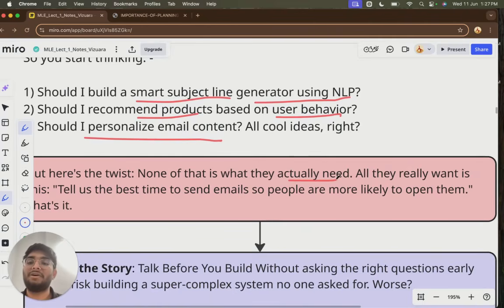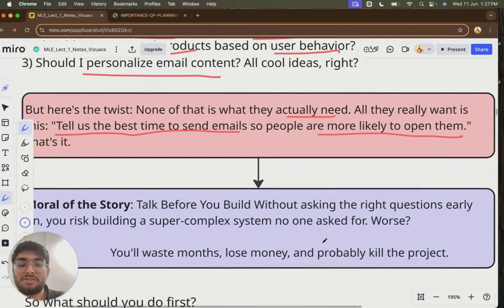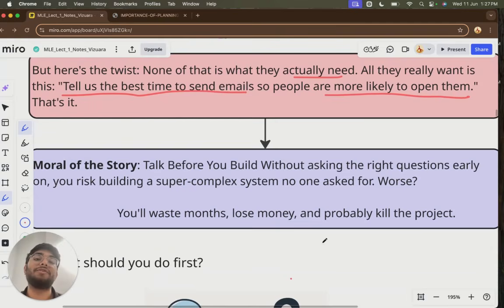All they really want is for us to tell them the best time to send emails so people are most likely to open them. That's it. There is no need for NLP, AI, a recommender system, or whatever I have thought of or you have thought of. They just want the best time to send email. So the moral of the story here is talk before you build.